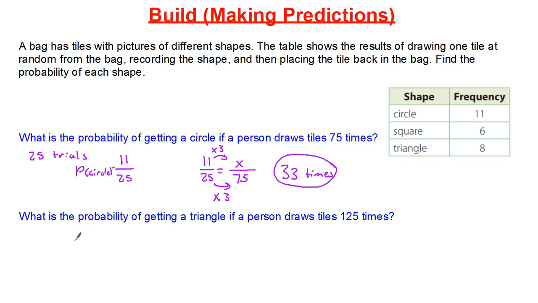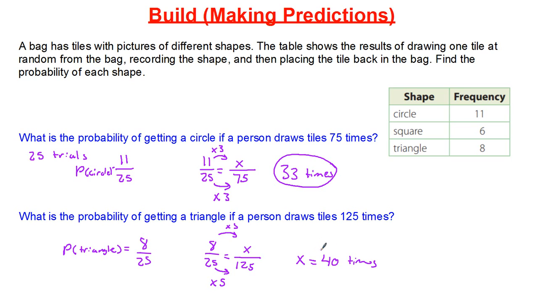Next, what is the probability of getting a triangle if a person draws tiles 125 times? Let's do the same thing. P(triangle) is equal to 8 out of 25. Now 8 out of 25 is going to be compared to 125 because I want to have 125 total trials. So 25 multiplied by 5 is going to give me 125. Now I need to do 8 multiplied by 5. So it's going to give me a value of x equals 40 times.